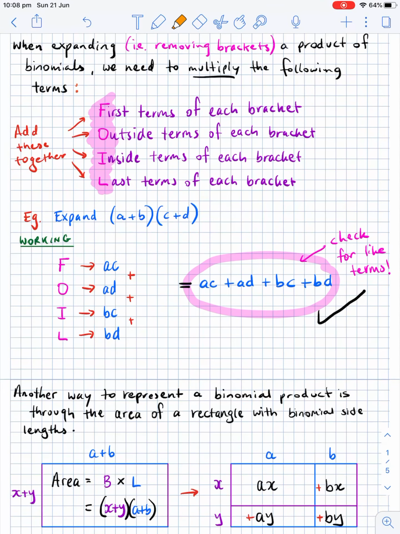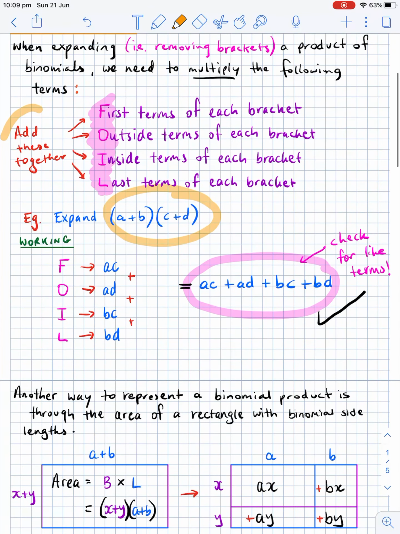Next up is the outside terms. So the outside terms of these brackets are the ones on the outside. So we've got A and D on the outside of the brackets, like the ones on the far left and far right. So they multiply to give AD. Then you've got the inside ones, the ones on the inside. You've got B and C, they multiply to give BC. And lastly, you've got the last terms of each bracket, which give us BD. Now all four of these multiplications need to be added together to get our expression. So once we do that, we can see that this expression here is equivalent to this expression here.